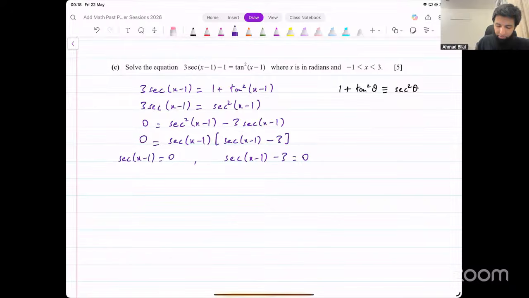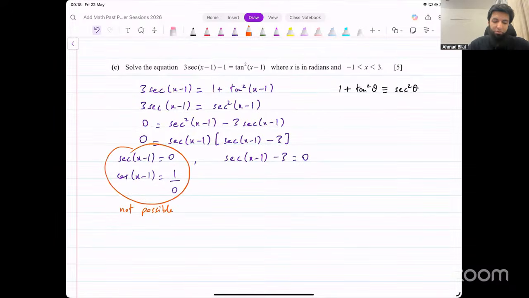So if I take reciprocal on both sides, I would end up getting cos of x minus 1, that is 1 over 0. There's no asymptote for cos. Cos is always between -1 and +1, right? So this is not possible. Cos is never undefined. So this means we don't get any solution from this.